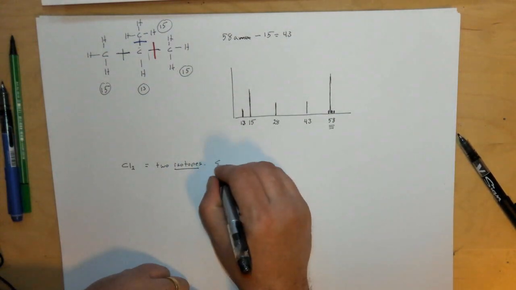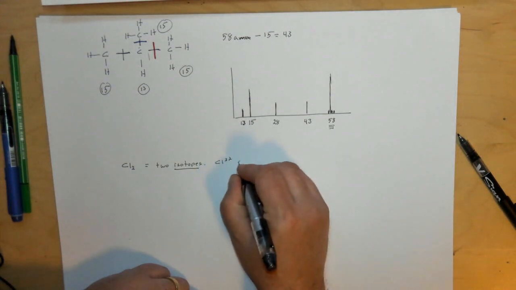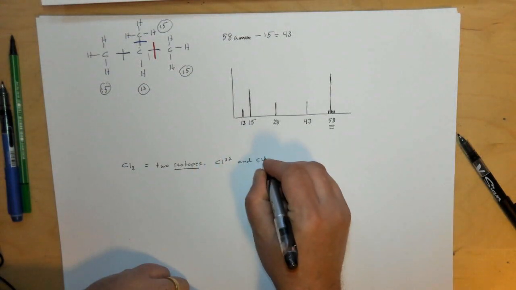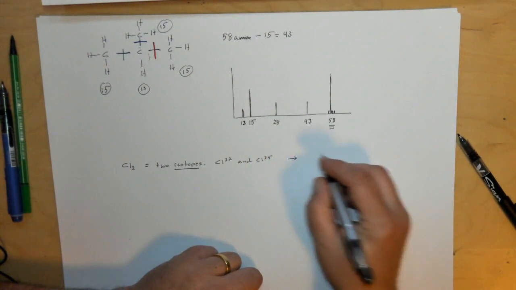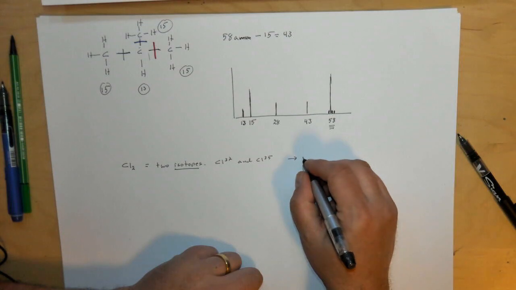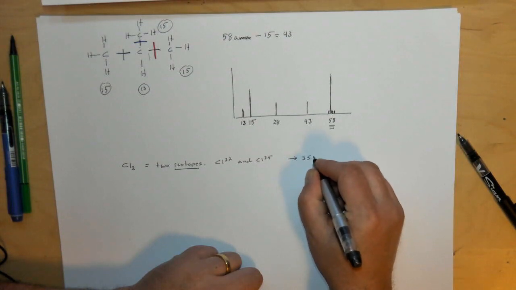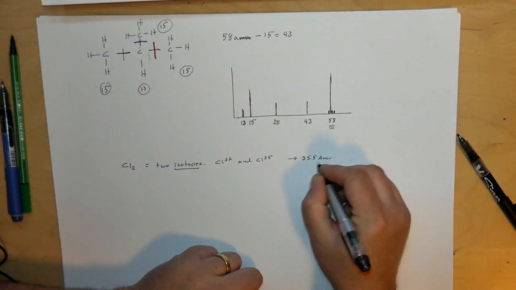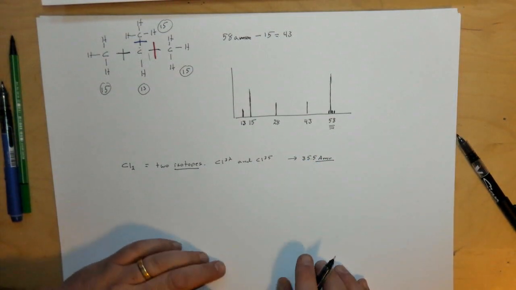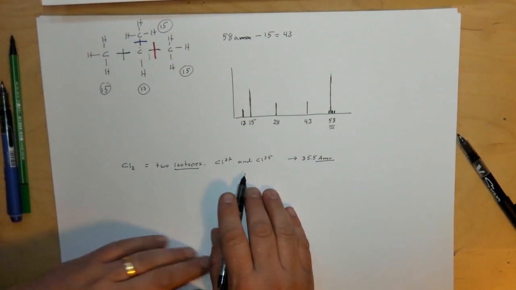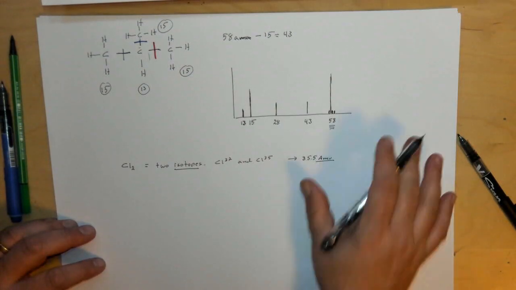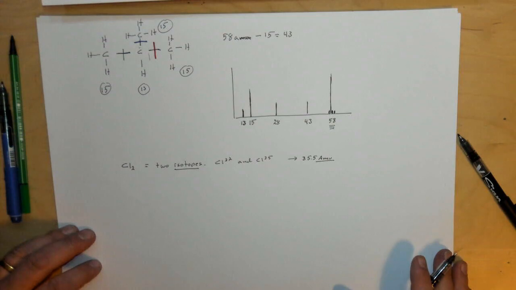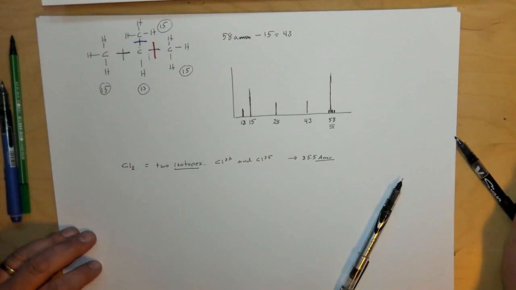And those isotopes are Cl37 and Cl35. And the average atomic mass for chlorine is 35.5 AMU. So if we want to determine the relative proportions of these two, we can actually go to a mass spectroscopy and see the relative proportions directly if we wanted to.